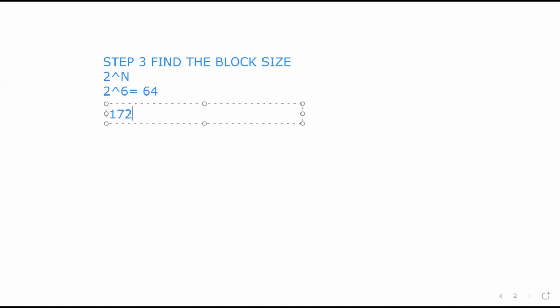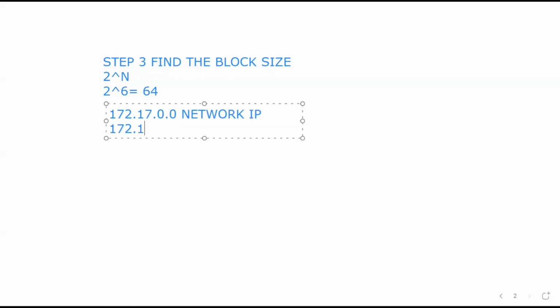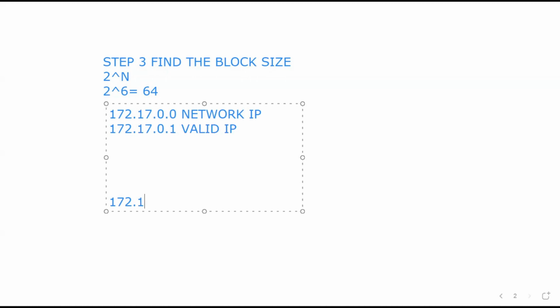So let me write the IPs. 172.17.0.0 is our network IP. 172.17.0.1 is the first valid IP, up to 172.17.0.62 valid IPs, and 172.17.0.63 is the broadcast IP. These are the IPs of the ground floor.